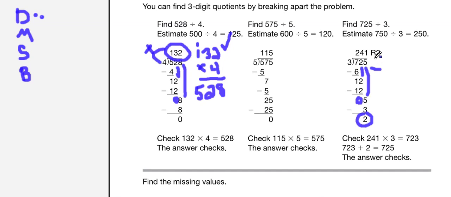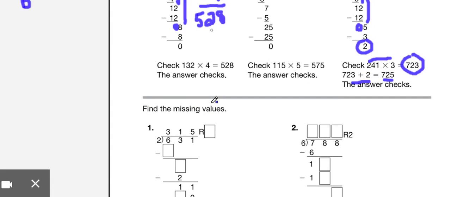Now, when you check your work with a remainder, you multiply your answer times what you divided by, so 241 times 3, see down here, and that will give you 723. Wait a minute, that's not this number, because you have to add your remainder, which is 2. So 723 plus 2 gives you 725. Okay, so your answer is correct. Nice work. All right, let's go down and try some together now.